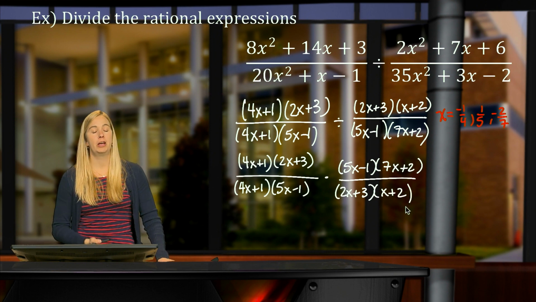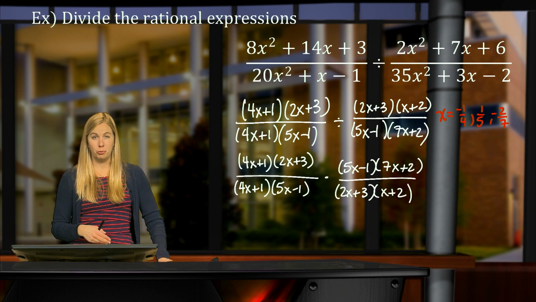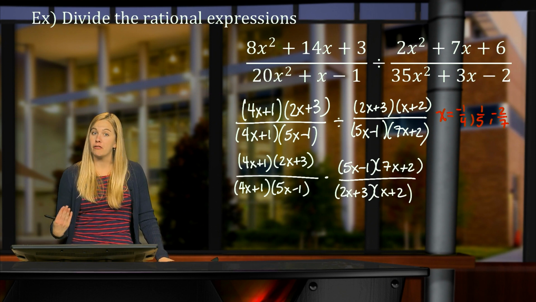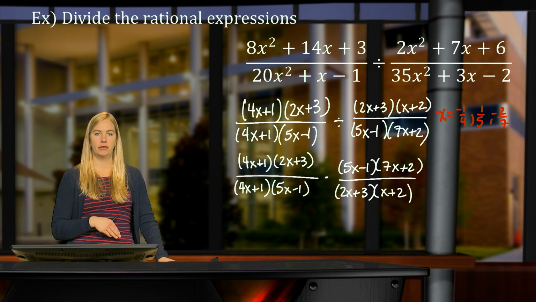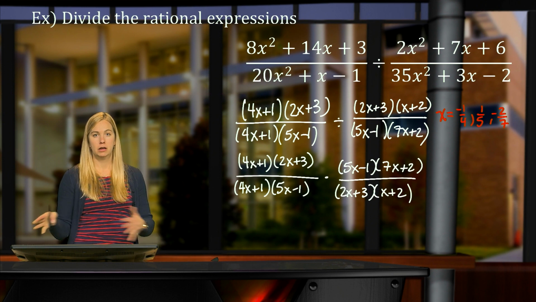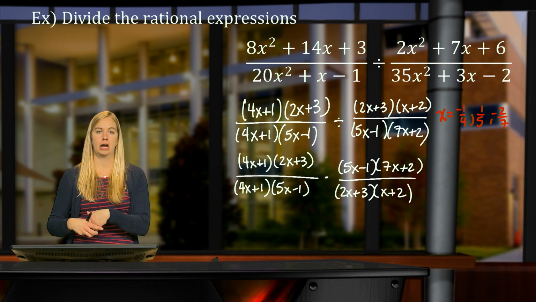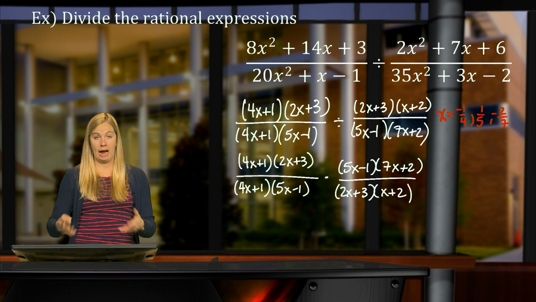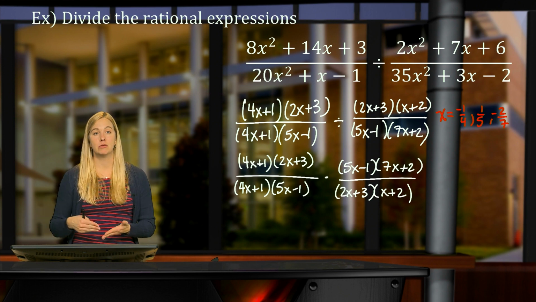Applying the keep, change, flip transfers this problem into a multiplication problem. But now we start from the very beginning of those steps for solving or simplifying while multiplying rational expressions, which include factoring. That's done, but stating restrictions.